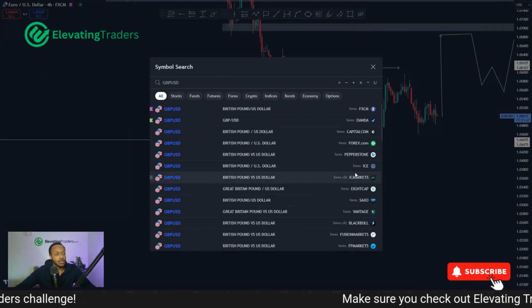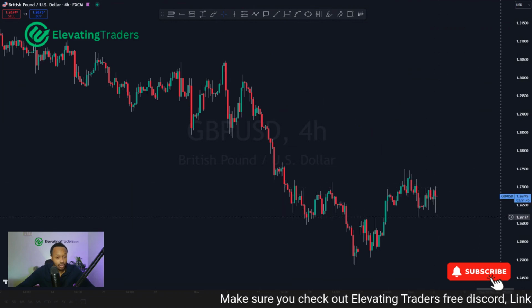In terms of pound USD, which actually does look a lot better because we did get a nice break of structure with this one.